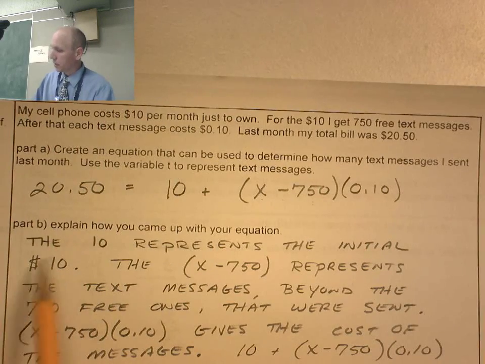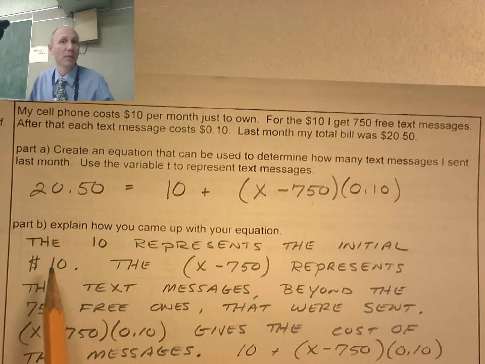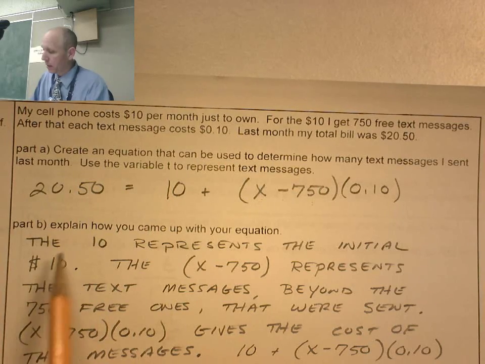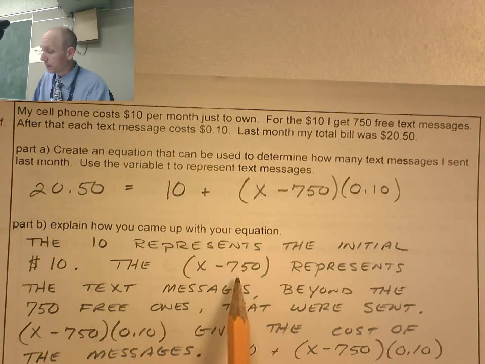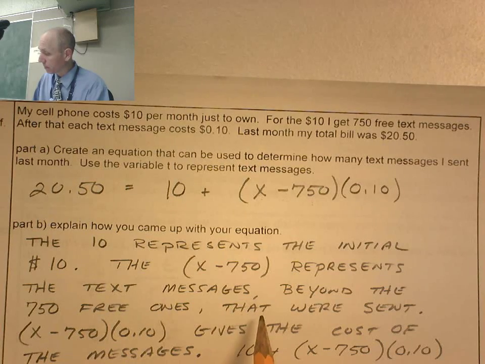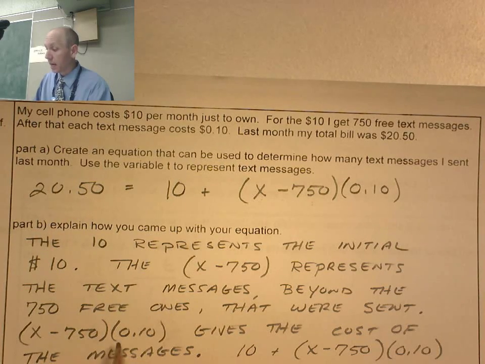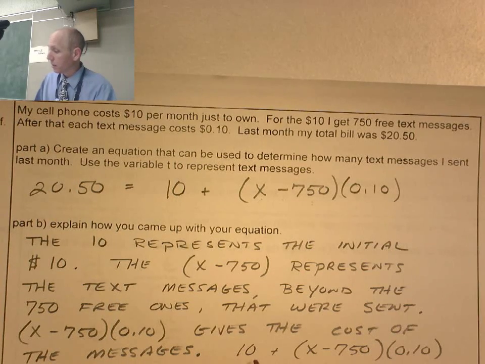Okay. So here's my explanation. Once again, this is probably the most difficult part, is explaining it. The 10 represents the initial $10. The x minus 750 represents the text messages beyond the 750 free ones that were sent. x minus 750 times 0.1 gives the cost of those messages. So 10 plus x minus 750 times 0.1 gives the total cost, which equals $20.50.